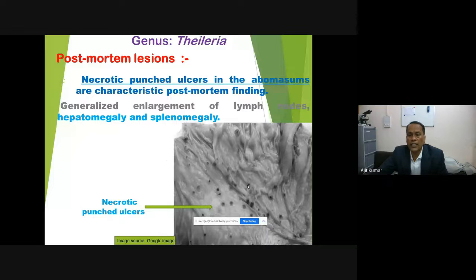This is the corneal opacity found in case of theileriosis, mainly in calves. The postmortem lesion found in theileriosis-infected animals is necrotic punctures in the animal.